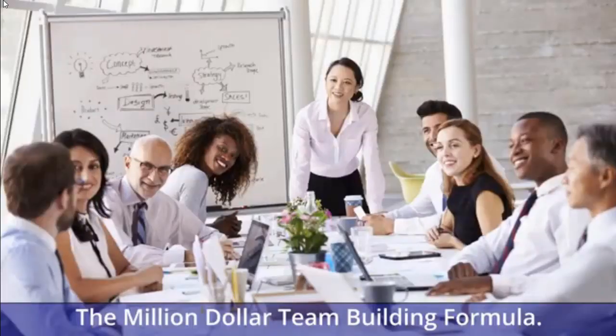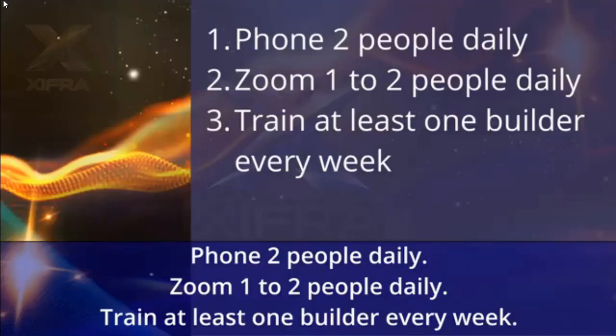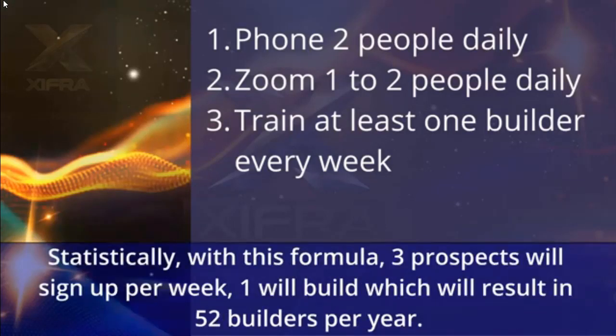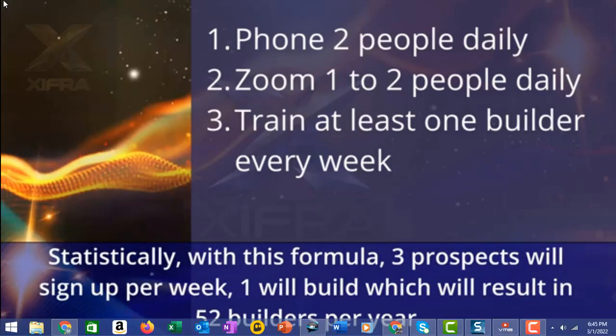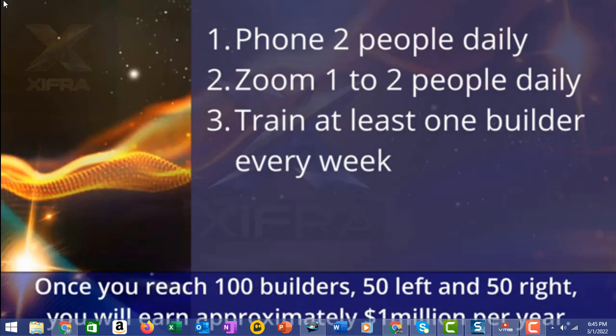The $1 million team building formula. Phone 2 people daily, Zoom 1 to 2 people daily, train at least 1 builder every week. Statistically, with this formula, 3 prospects will sign up per week. 1 will build, which will result in 52 builders per year. Once you reach 100 builders, 50 left and 50 right, you will earn an approximate $1 million per year.